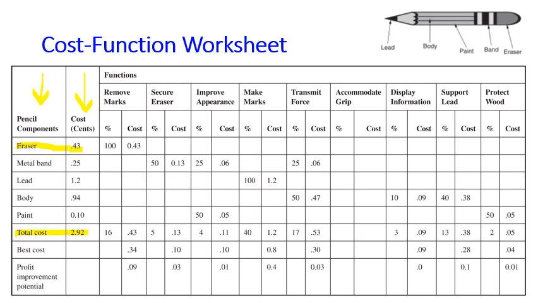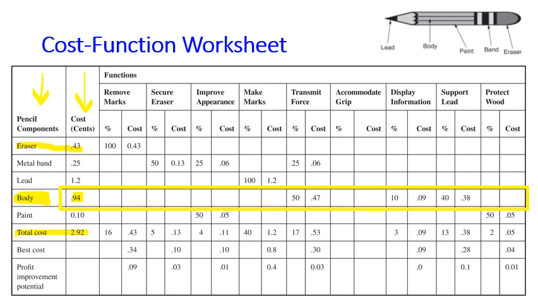Now this cost function worksheet wants us to break down the cost of a component into the cost of each function that the component supports. For example, the body of a pencil costs 0.94 cents. The table wants us to justify this 0.94 cents is used to perform which functions and how much for each function.